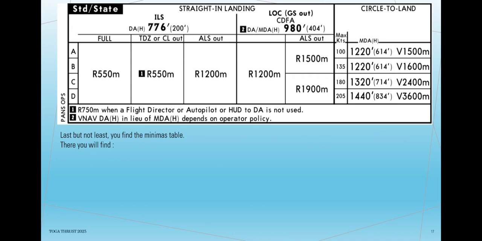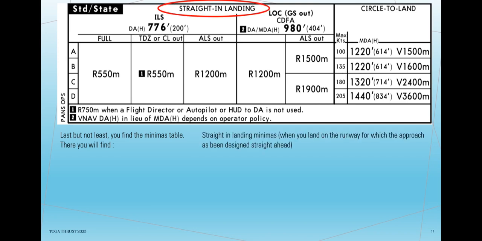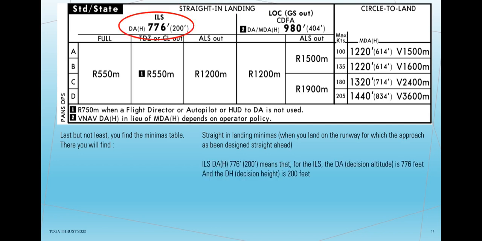Last but not least, you find the MINIMAS table. There you will find straight-in landing MINIMAS, when you land on the runway for which the approach has been designed straight ahead. ILSDA, H, 776, 200, means that, for the ILS, the DA, decision altitude, is 776 feet and the DH, decision height, is 200 feet.